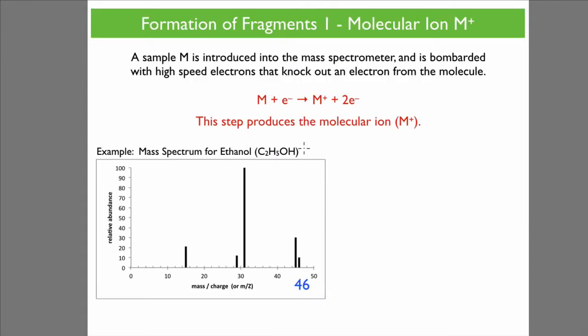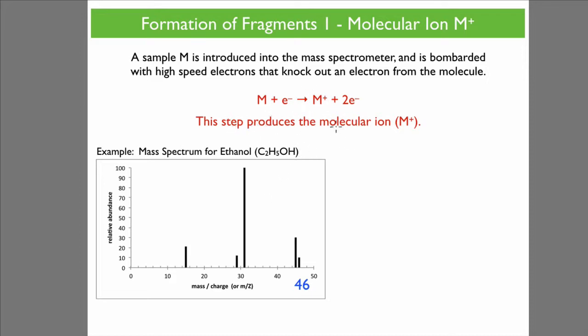A sample M is introduced into the mass spectrometer and bombarded with high-speed electrons. These high-speed electrons knock out an electron from the molecule. So you have your substance and you smash it with loads of electrons. The electrons remove electrons that belong to the substance, so you end up with a cation.